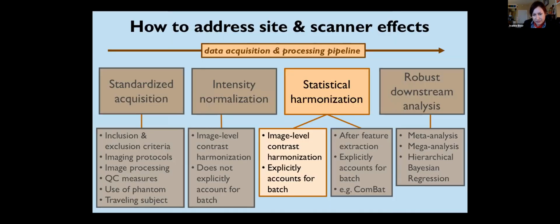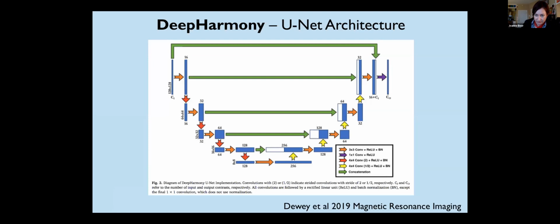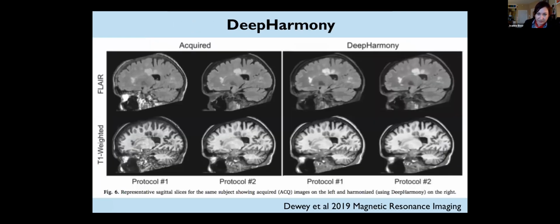So now I'll mention some statistical harmonization, image level contrast harmonization that explicitly accounts for batch. So DeepHarmony is a deep learning approach. And it uses this U-Net architecture. And it harmonizes, here's an example of two protocols. On the left is the acquired, and on the right is the DeepHarmony harmonized.